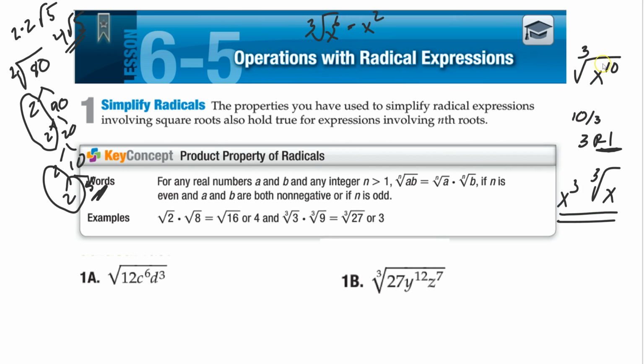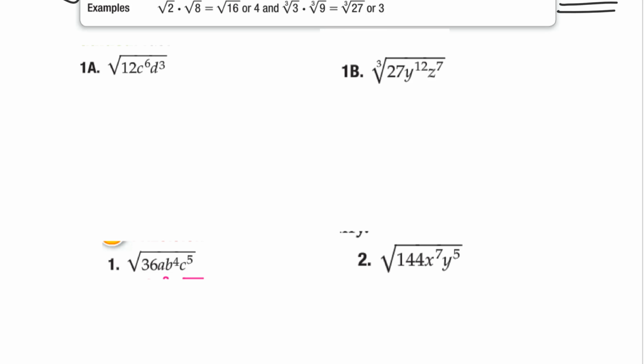You still divide it, just like we did before. Power divided by the root. If there's a remainder, though, that stays inside. That's a key thing. If there's a remainder, it stays inside. The whole number comes out. So let's do some examples.